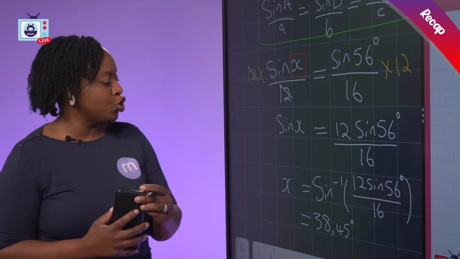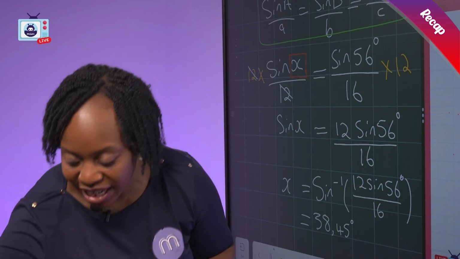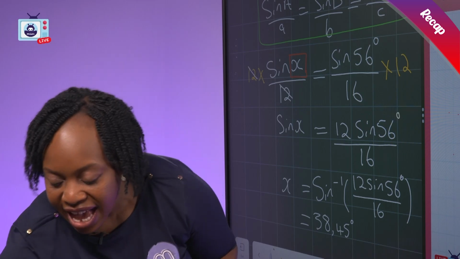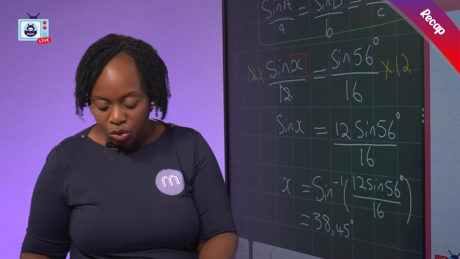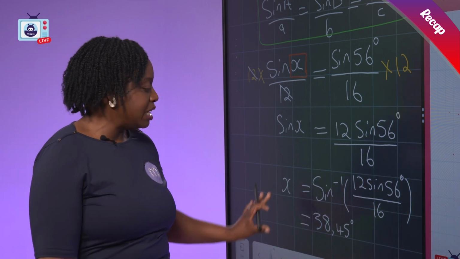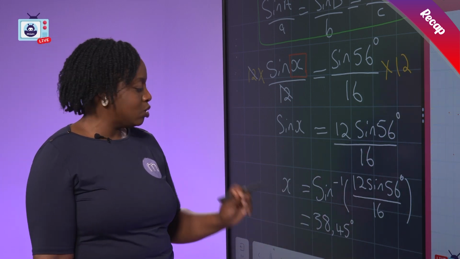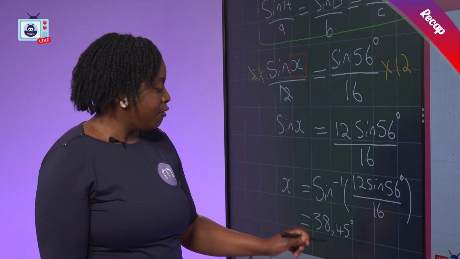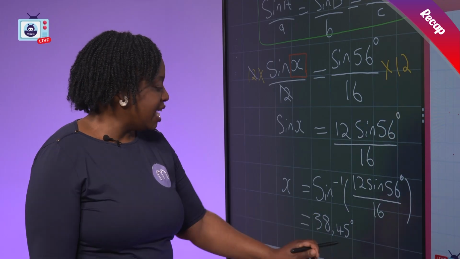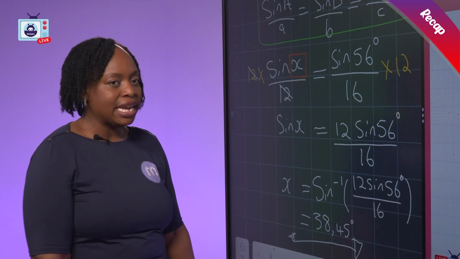Unfortunately, I'm not going to show the screen of a calculator because I don't want to be advertising the calculators. I am literally just advertising the work that we are doing. So I'm not going to show the calculator, but this is what you should be getting. If you have used your calculator properly, the angle X will be 38.45 degrees.